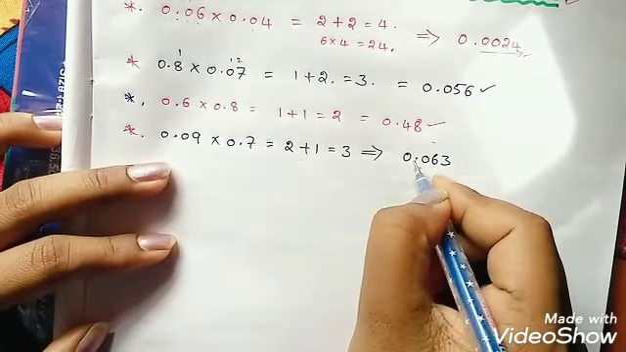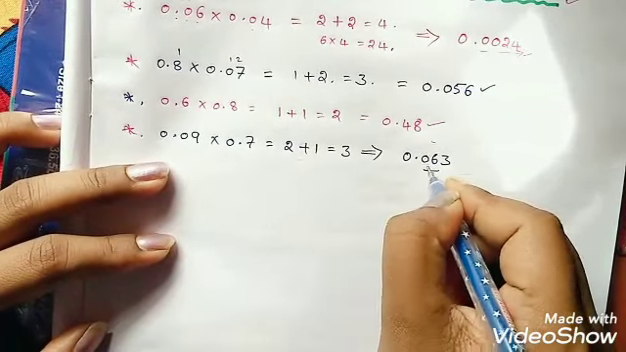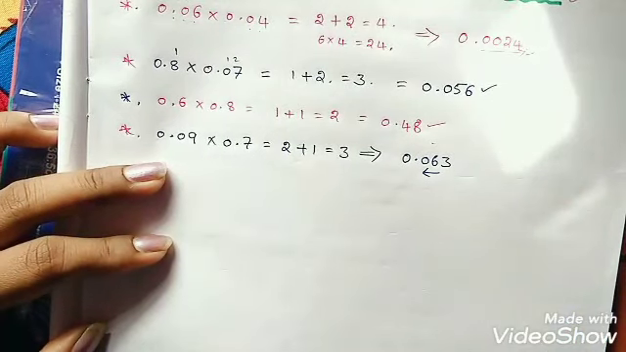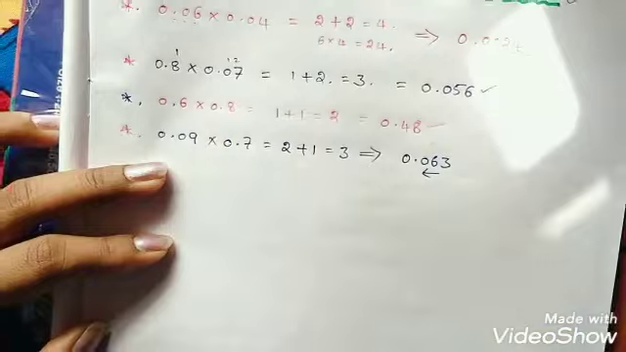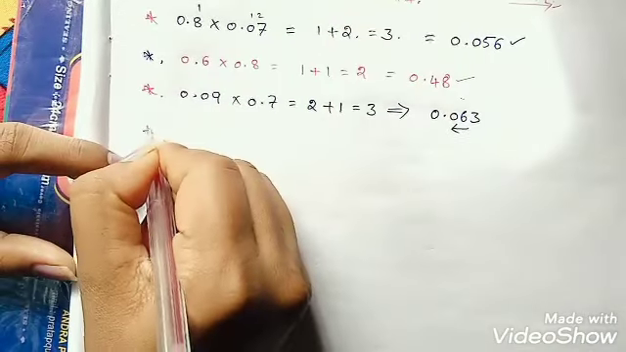so these are the 3 places after the decimal. Let us see the next example.